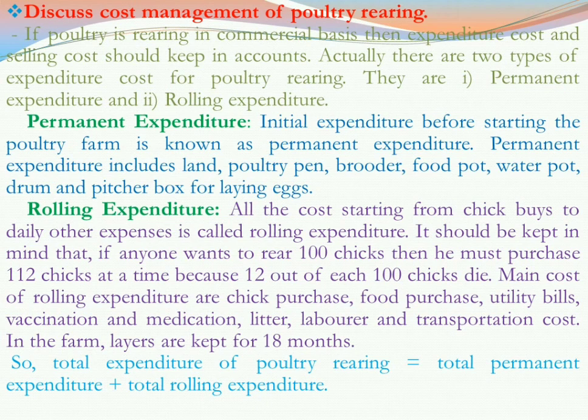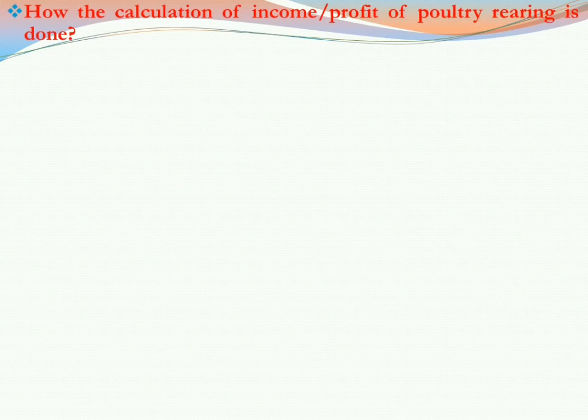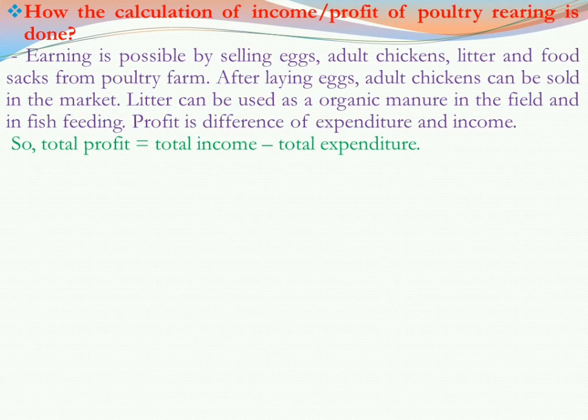So total expenditure of poultry rearing is total permanent expenditure plus total rolling expenditure. Now let us see the calculation of income or profit of poultry rearing. Earning is possible by selling eggs, adult chickens, litter, and food sacks from the poultry farm. That means we can sell eggs, and we can sell the chickens when they are laying eggs. Then we can sell the litter, that is the poultry bed after use, and food sacks. The supplementary poultry feed is kept in food sacks, so those food sacks can be sold in the market. So these are the earning sources from the farm.